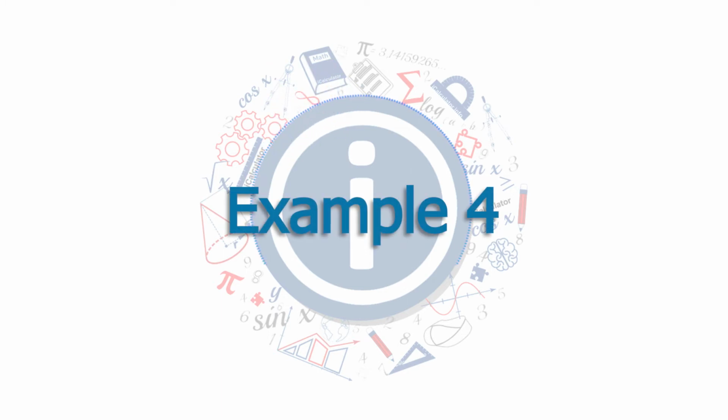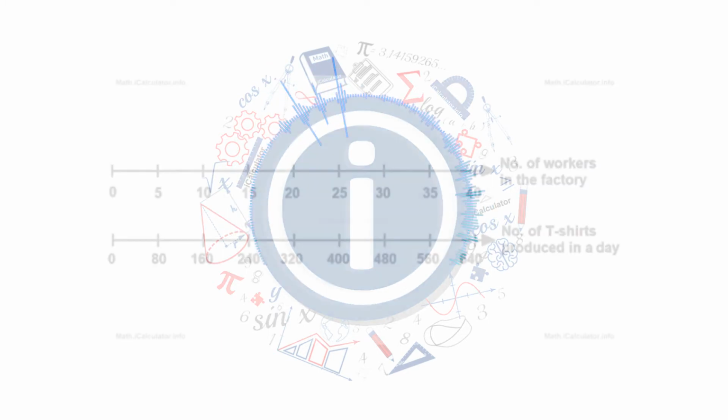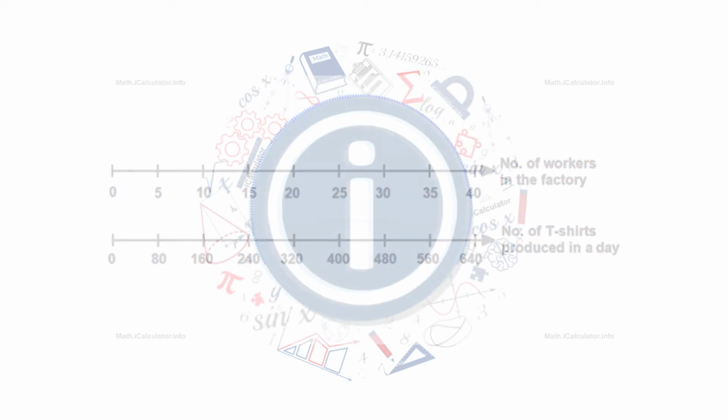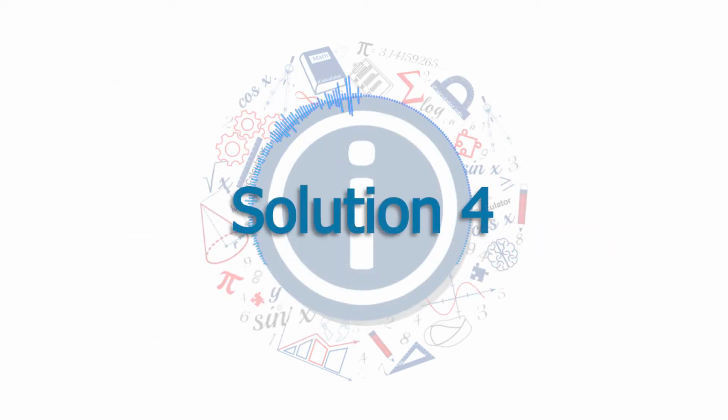Example 4. The ratio between the number of workers in a factory and the t-shirts they can produce in one day is shown in the figure on screen. Calculate the daily production of t-shirts in the factory if 150 workers are employed in it. Solution 4.